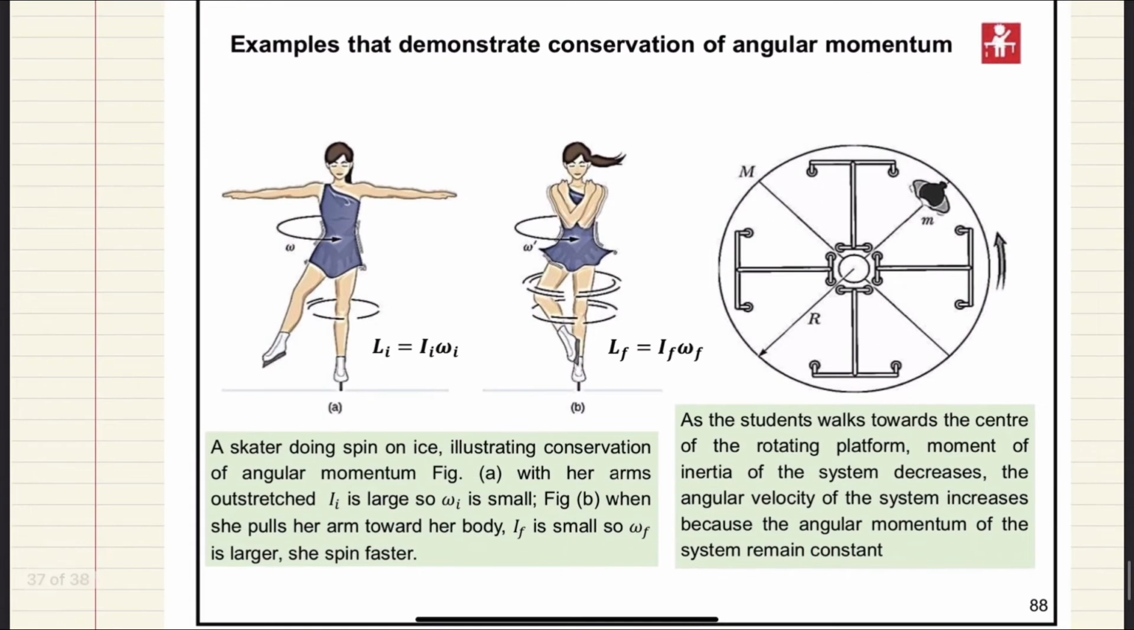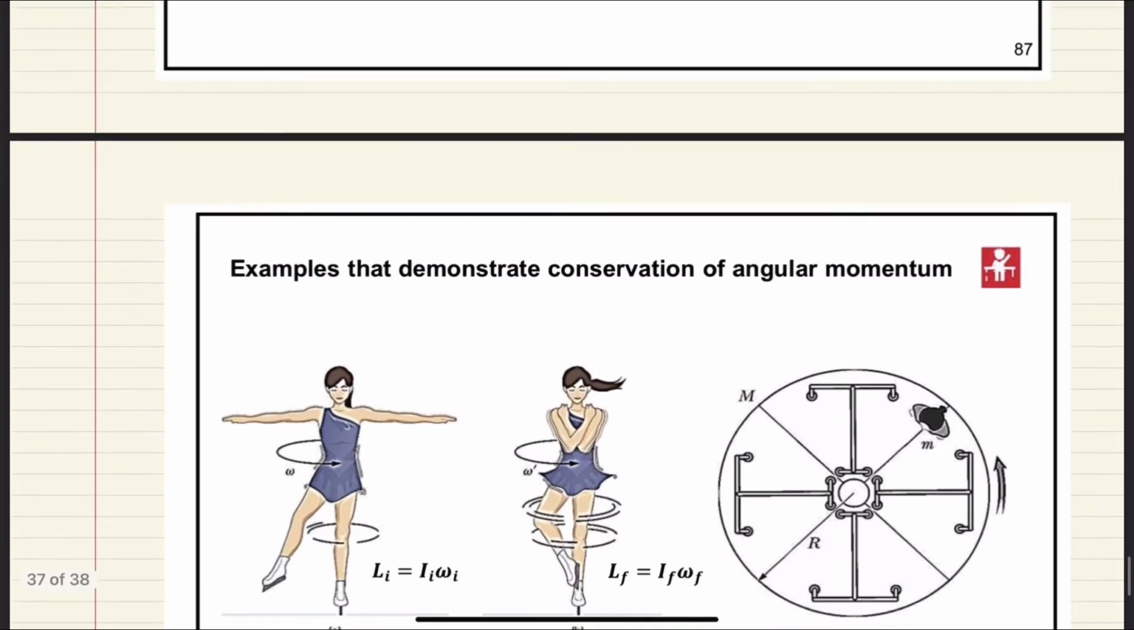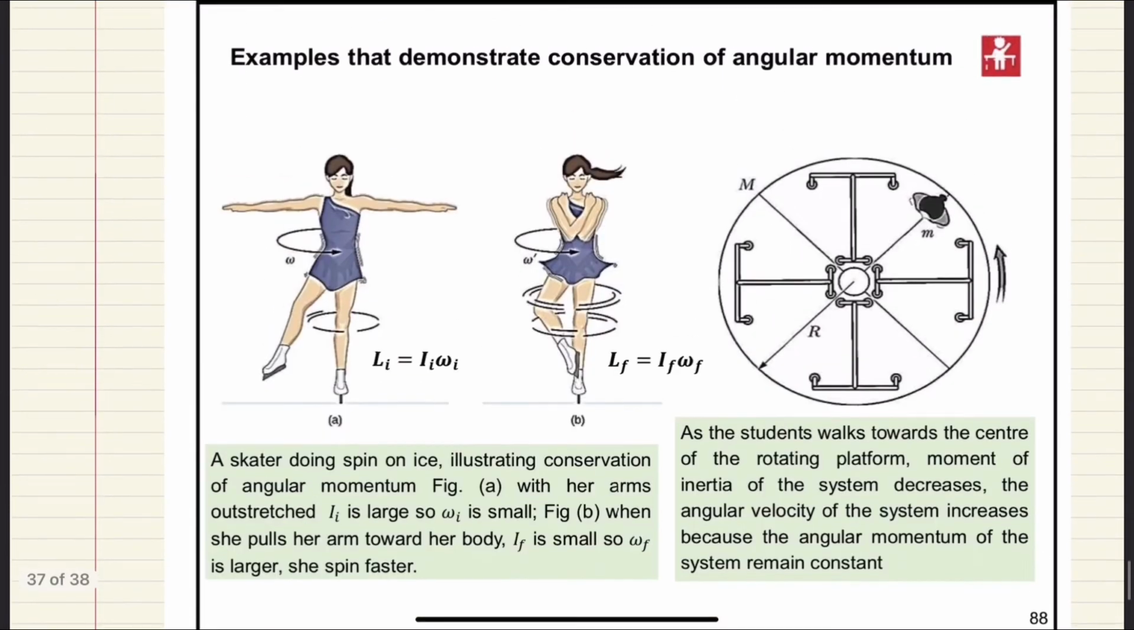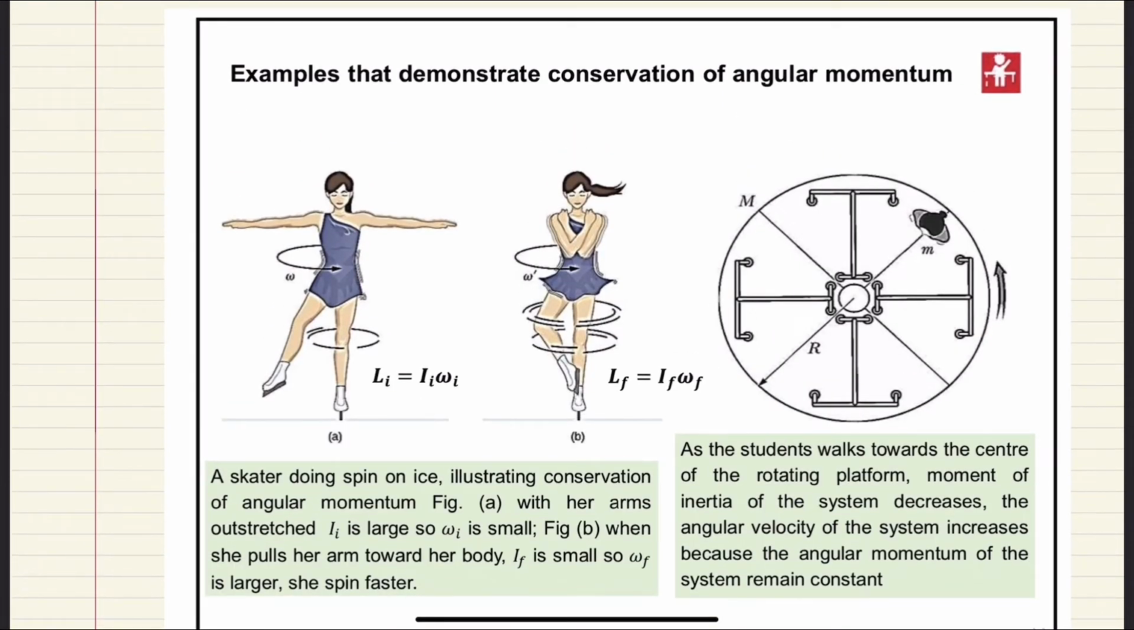Example that demonstrates conservation of angular momentum. We have two main examples. I think you can go through them. One is ice skating, another one is a rotating platform. If the person is moving closer or further away, what will change is actually the I. So if I is changing, obviously omega will change as well, because the total is conserved, it doesn't change.